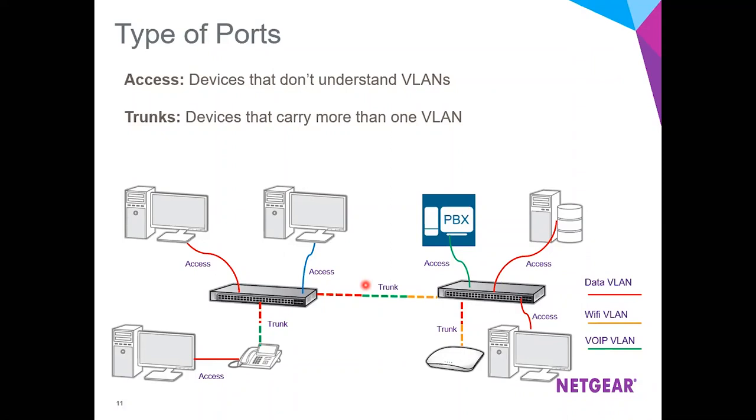A cool feature that we have in the switches is DHCP snooping. You can identify which port is allowed to have a DHCP server. If somebody plugs a DHCP server into a port that is not authorized for one, we'll shut down that port. So that's a cool feature also.